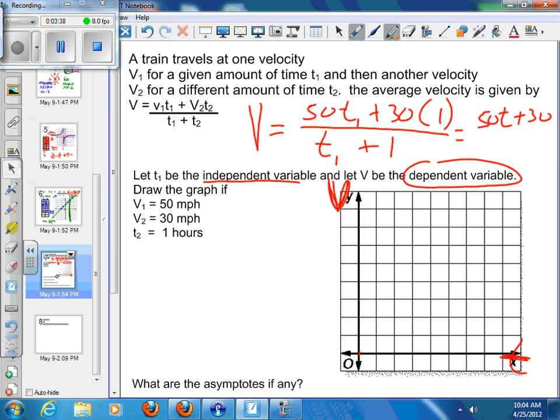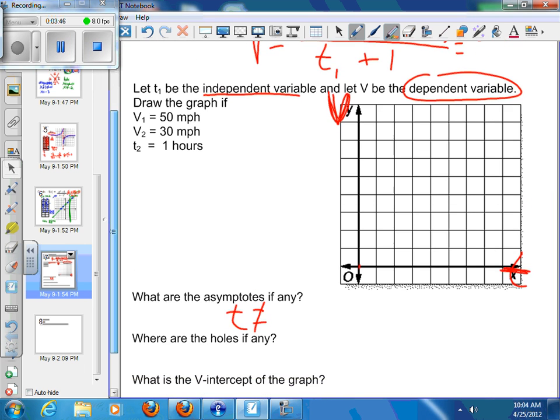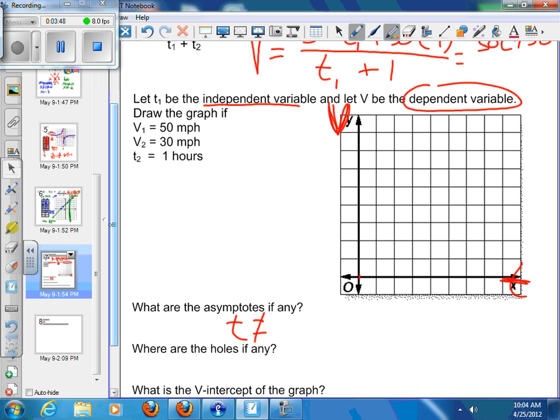So come back down to our problem. We've got an asymptote. The asymptote is t cannot be equal to... let's make sure we're going slow here. T sub 1 plus 1 cannot be equal to 0. So that means T sub 1 cannot be equal to negative 1. So we're going to have an asymptote at negative 1.